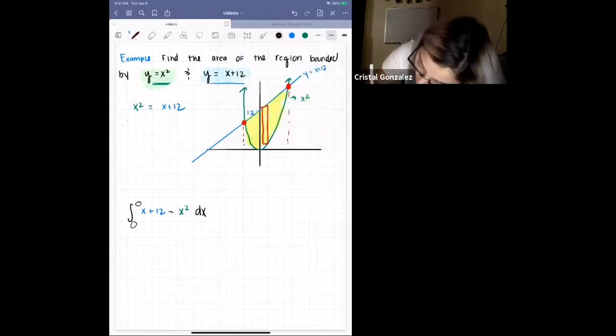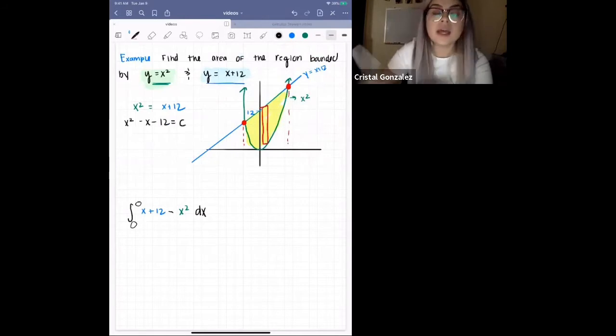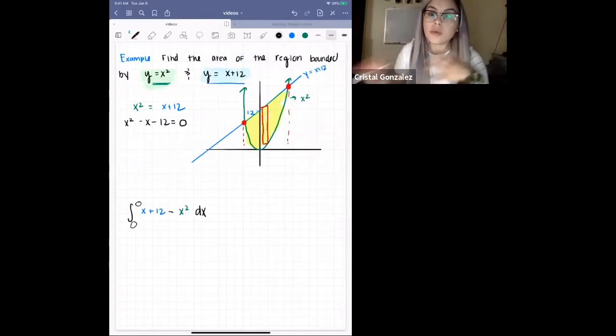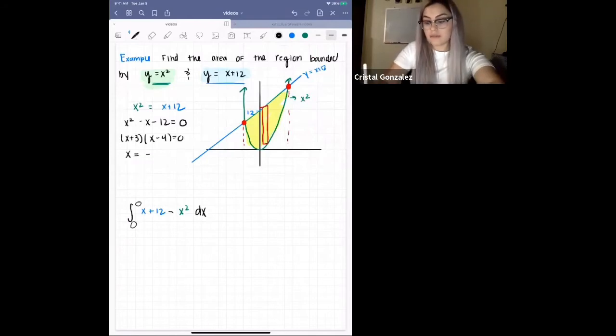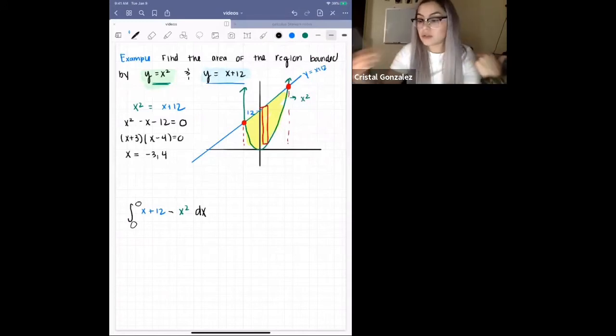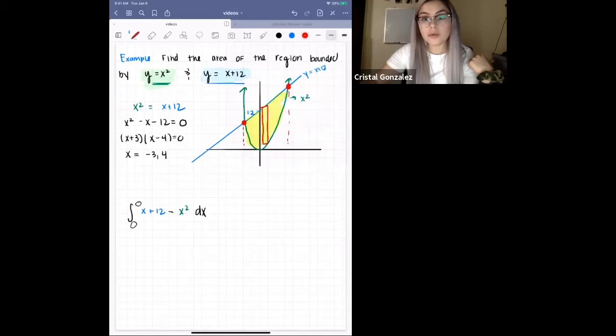we'll get x squared. I'm going to move everything over to one side. So I'm going to move the x and the 12 over to the left-hand side and set this function equal to 0. Now when I set this function equal to 0, I'll get (x + 3)(x - 4) = 0. So I get my two x values that are -3 and 4. So this tells me that this point here where they intersect is -3, and this point here is +4.